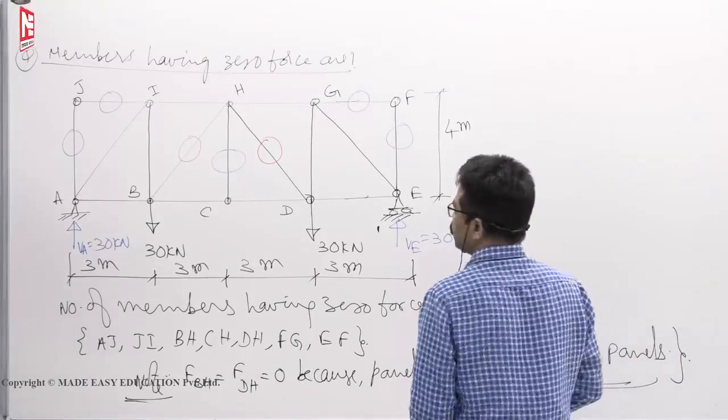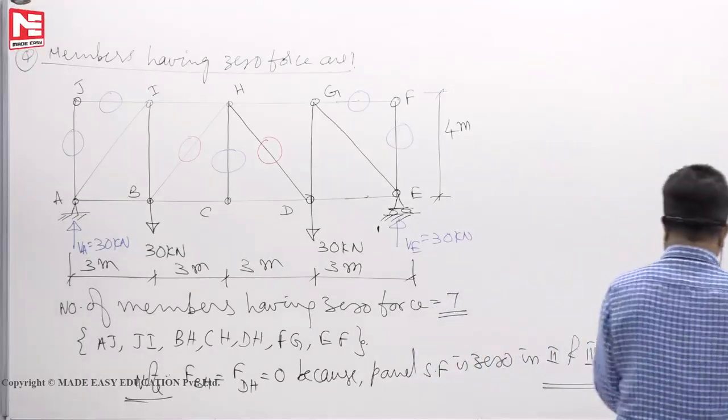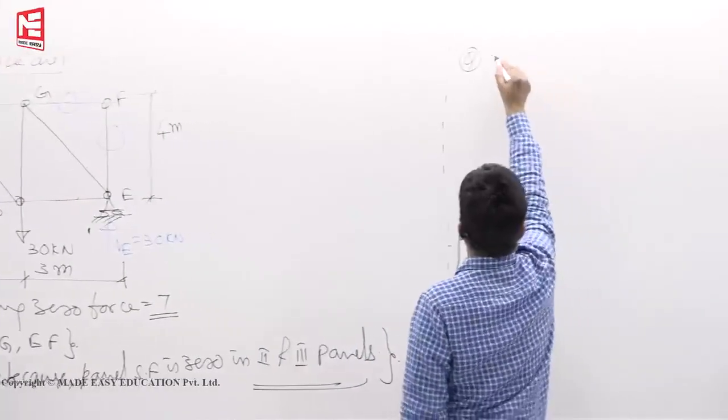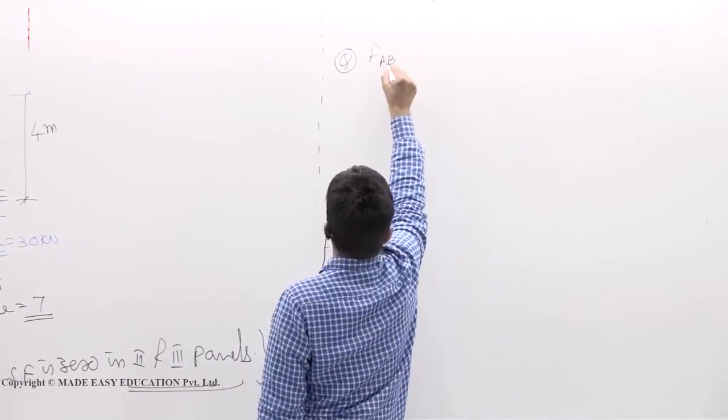Okay, these are the members having 0 force. Now, let us see one more question. Force in the member AB.